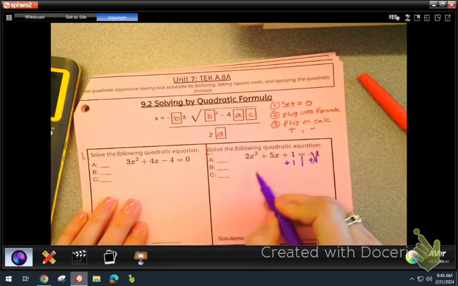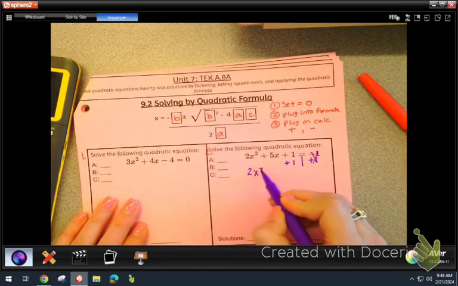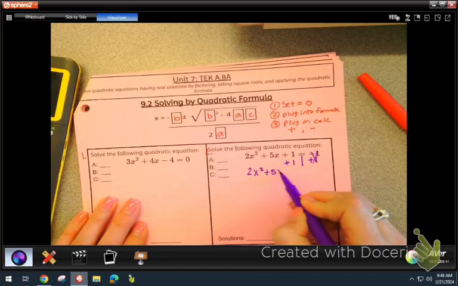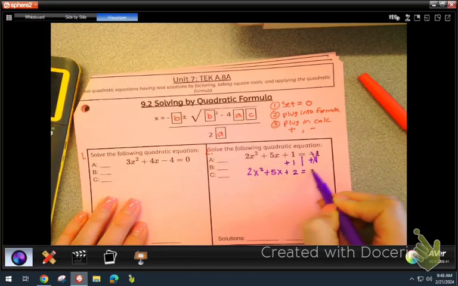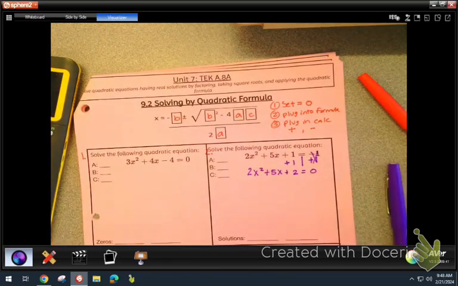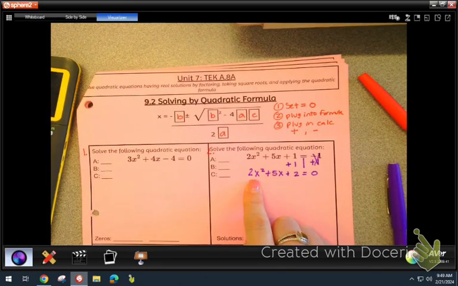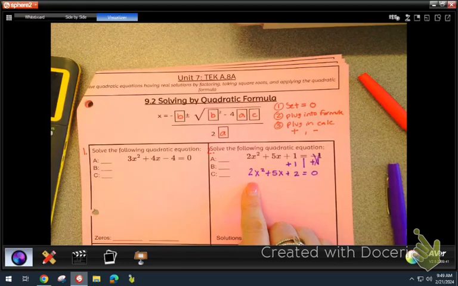And so I end up with 2x squared, which doesn't change, plus 5x, which doesn't change, and 1 plus 1 is 2. Now we're equal to 0. With factoring, I always wanted to make sure that the x squared term is positive. With the quadratic formula, it really doesn't matter. All right, so now we need to label.